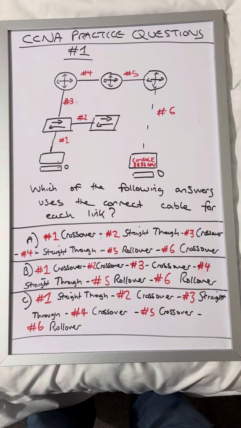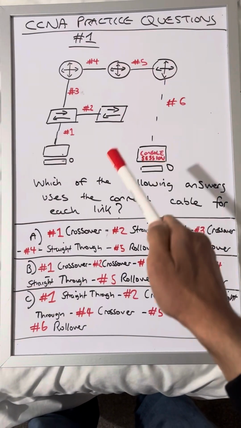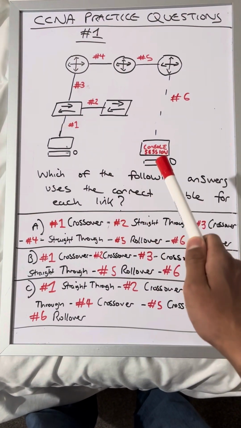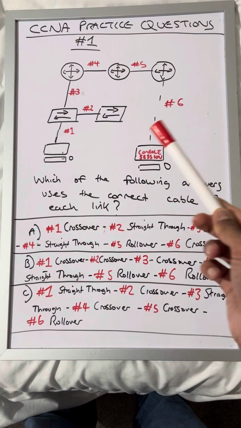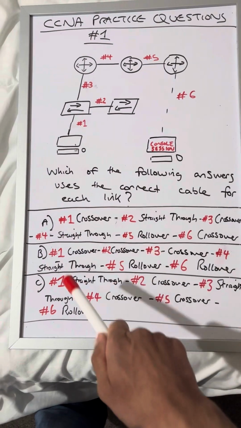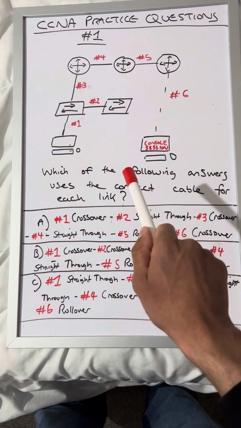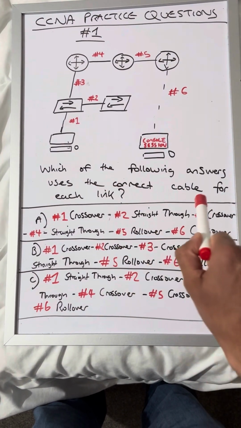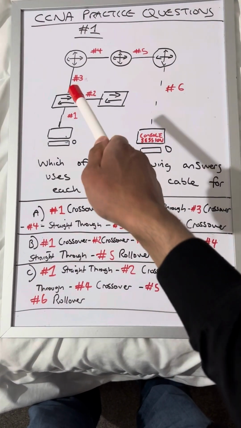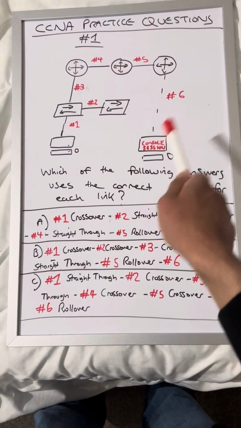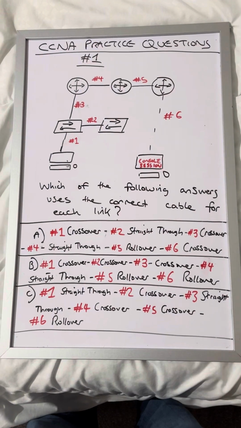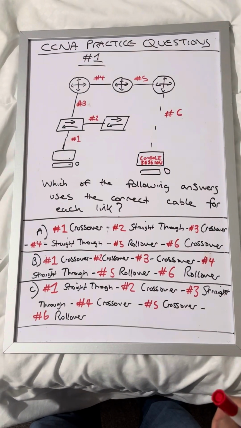In question number one, we have this topology, which shows PCs, routers, and switches connected to each other. What we need to answer is which of these three answers, A, B, and C, shows the correct cable usage for each link. Which of the following answers uses the correct cable for each link? We've got 6 links in this topology. Have a look at the question, pause the video, and then I will show you the answer.